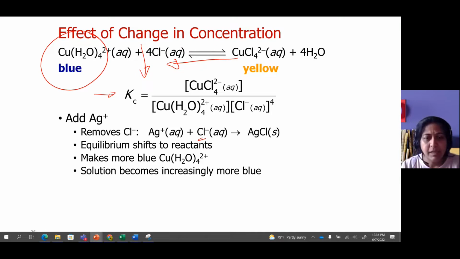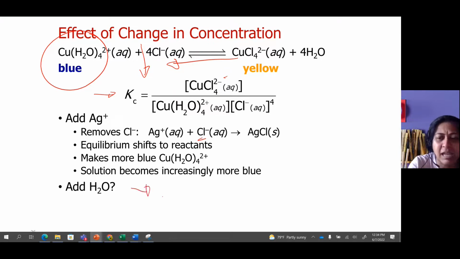Okay, next, addition of water. Do you see the water component in the equilibrium constant expression? No. So the addition of water doesn't change the equilibrium. No change in the equilibrium.